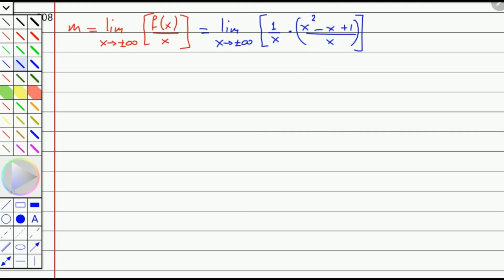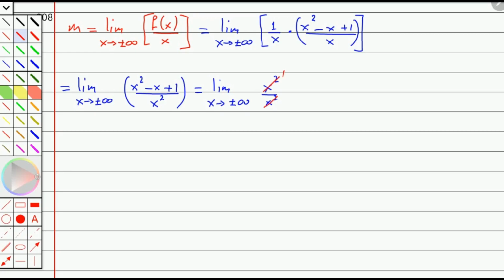And obviously this is within brackets. We can multiply the numerator with the numerator and the denominator with the denominator. Equals limit x goes to plus or minus infinity of (x squared minus x plus 1) divided by x squared now. And we take only the highest order terms. Equals limit x goes to plus or minus infinity x squared over x squared. They both simplify each other, and so the gradient of our oblique will be equal to 1.